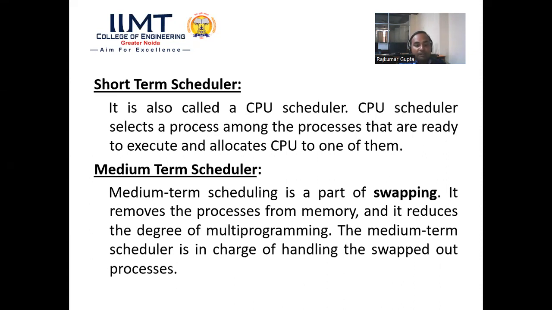There is a very short difference between these three schedulers. The long-term scheduler works from secondary to main memory, the short-term scheduler works from main memory to CPU, and the medium-term scheduler works on moving a process from running to waiting. I think you are able to understand the differences between these three schedulers.